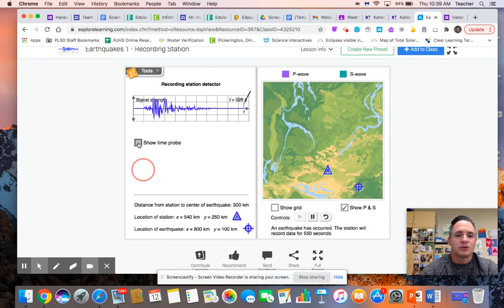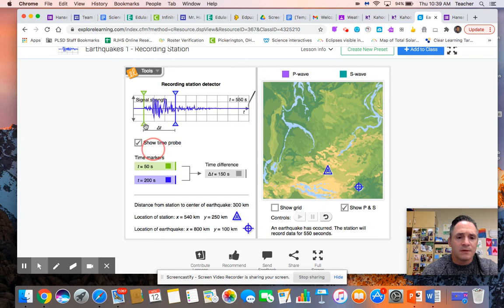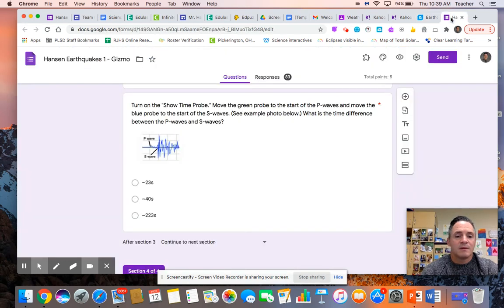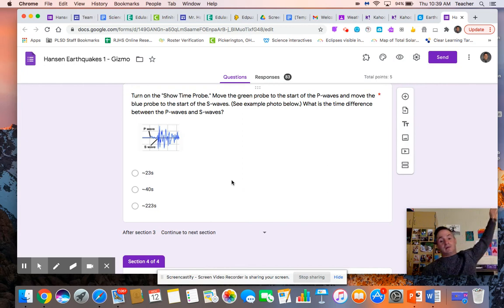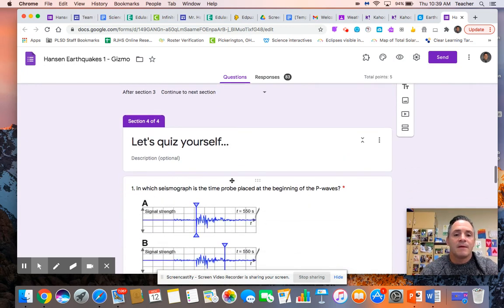So, show time probe. So we go right here. This one, that's the start of the P wave. And then this one is the start of the S wave right here. All right. So what's our time difference? All right. 41 seconds, approximately. That's what this means. There you go. There's our answer. Pretty easy. Whoa, the lights just went out. All right. There we go.